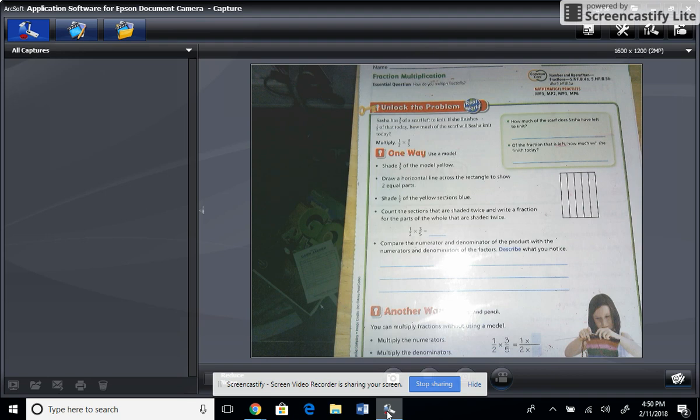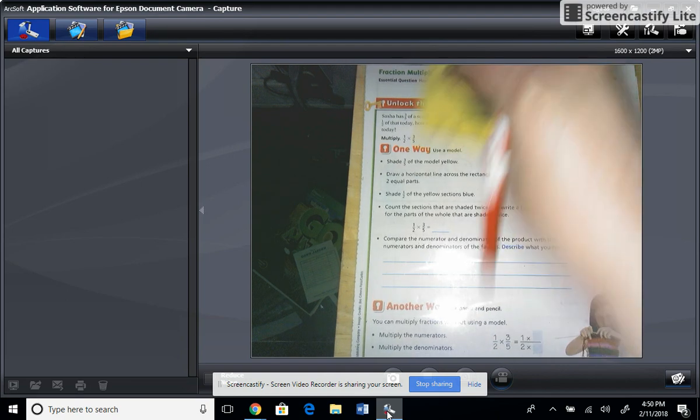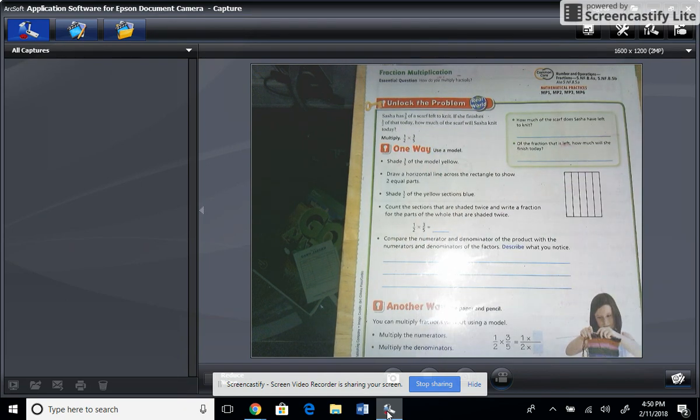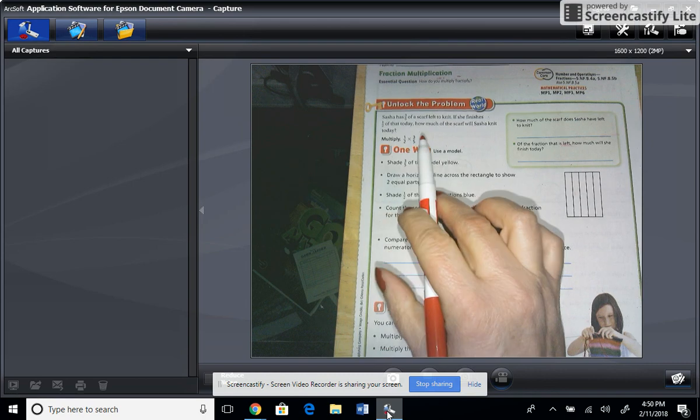Okay, guys, 7.6, fraction multiplication. All right, we're just going to really, how do you multiply fractions? This is what we're really good at now. We're just going to show your work and how well you know how to multiply a fraction by a fraction.